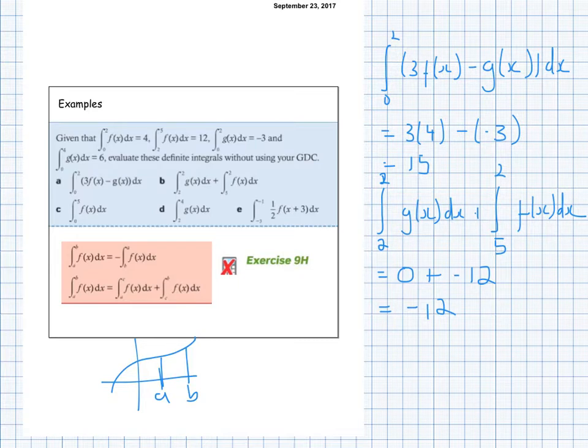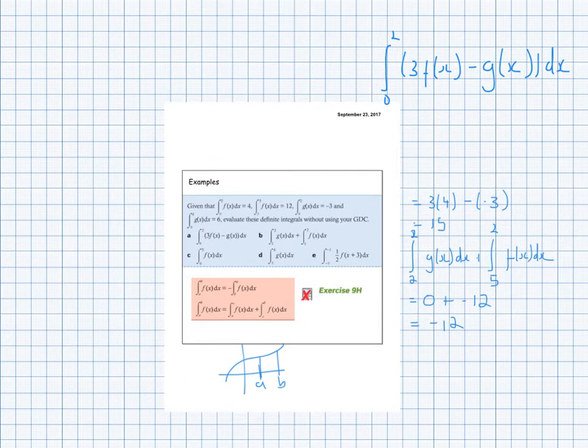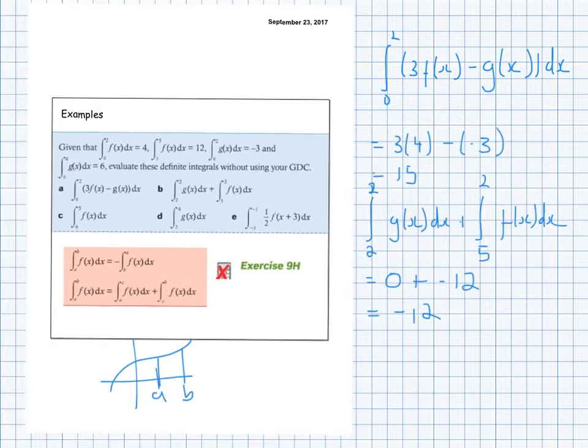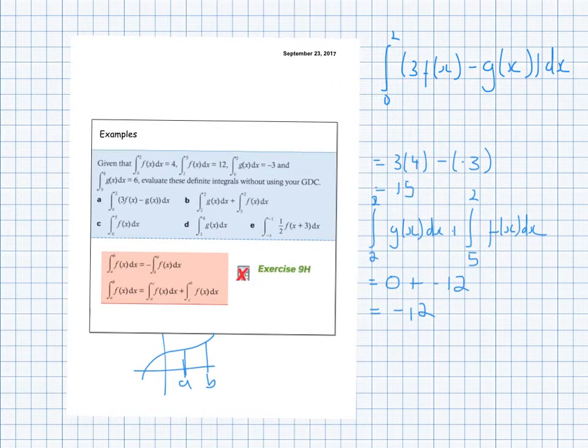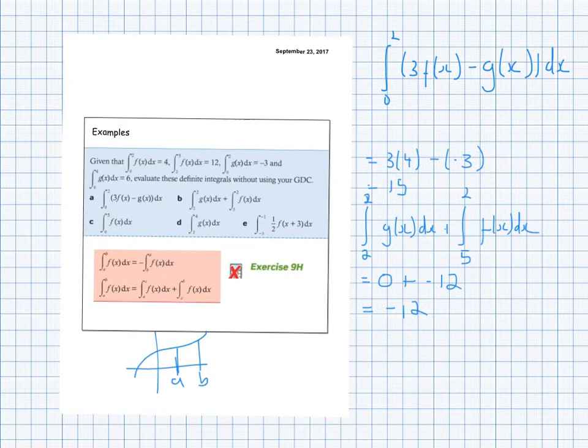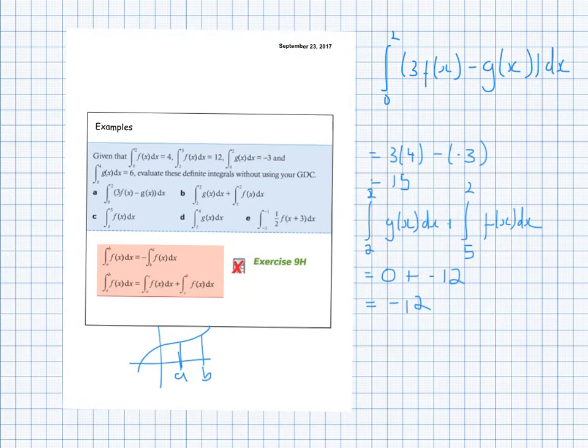Okay, let me do one more. I'm going to do C. Give myself a little bit more space. Oh, don't know what's going on there. Okay, let's see if I can just copy this over. No. All right, so we will write this out and then zoom out.